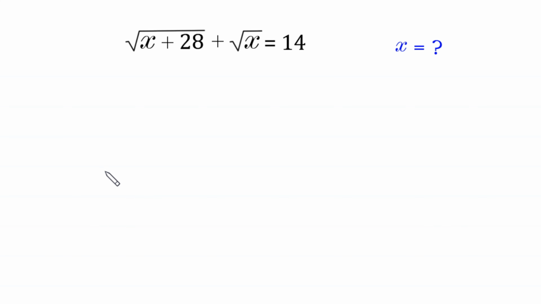Hello, welcome to how to solve this very nice radical equation: square root of x plus 28 plus square root of x is equal to 14. We need to find the value of x. We will solve it by two methods, so let's start with method 1.